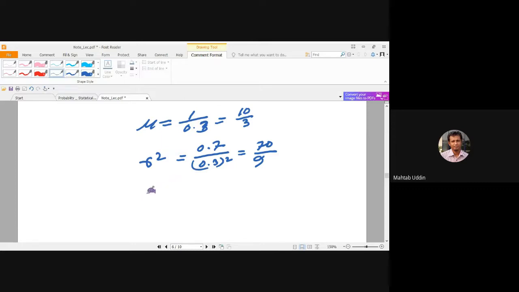Then probability, in the same manner, 1 less than or equal to x less than or equal to 2. Just put x equal to 1 and x equal to 2 in the given PMF, you will get 0.51. Do you understand?